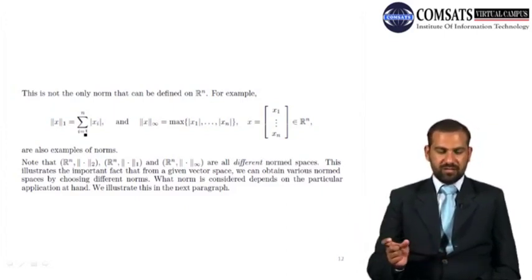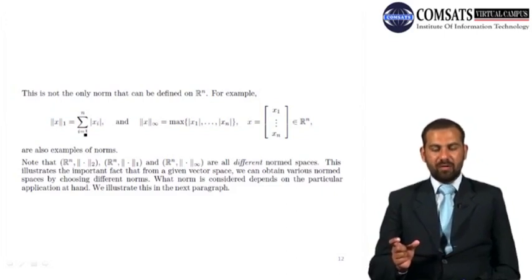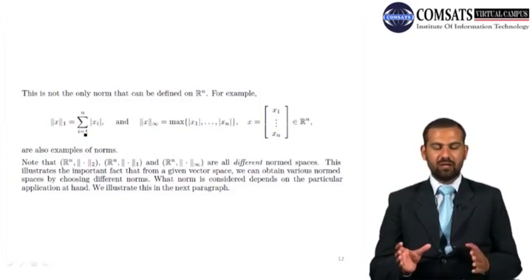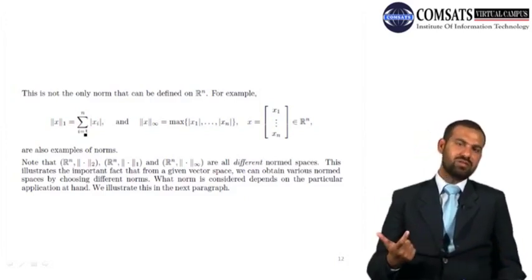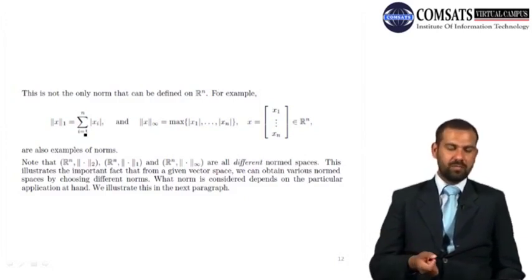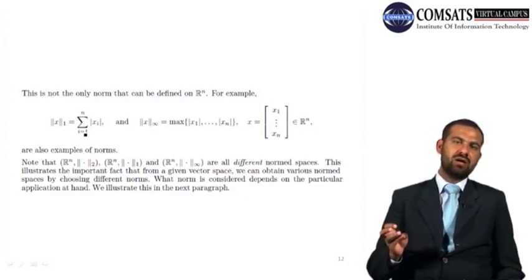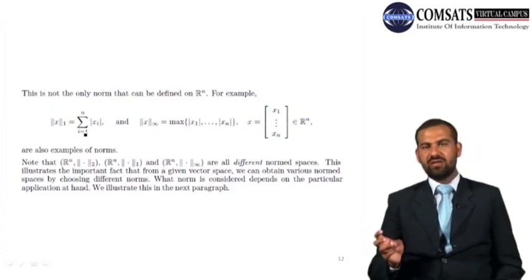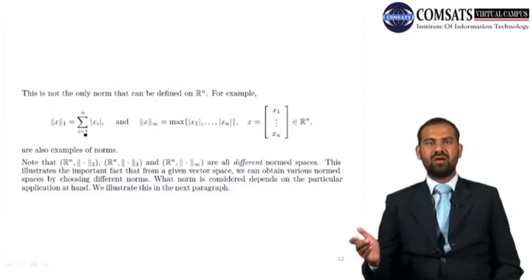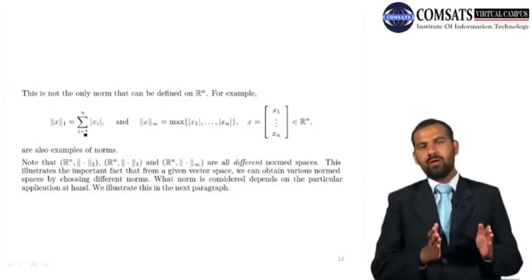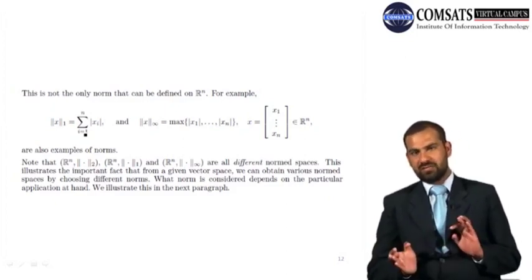Now this illustrates the important fact that, given a vector, we can obtain various norm spaces by choosing different norms. You can also construct some different norms. Sometimes you can take the square root of the absolute value of the first value plus the square root of the absolute value of the second value, in this way, for the case where you are picking only non-negative real numbers.